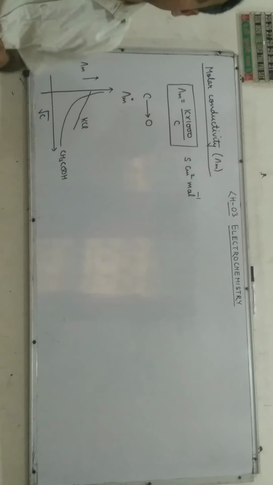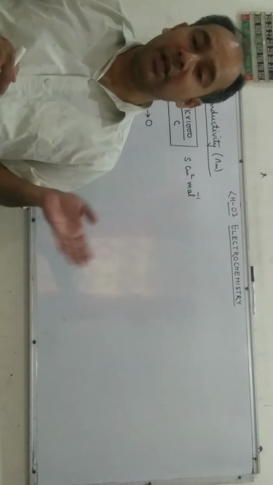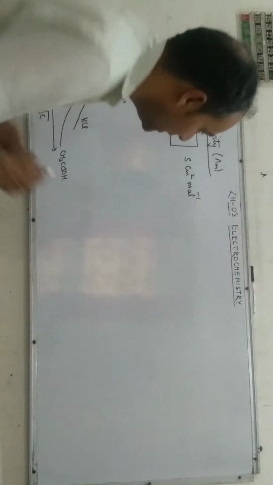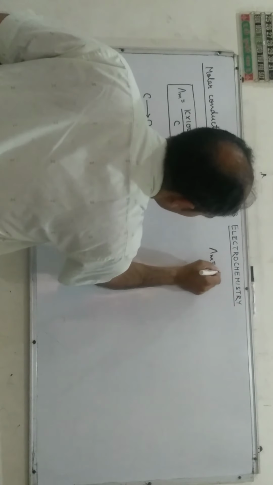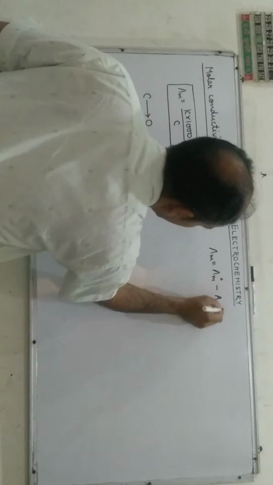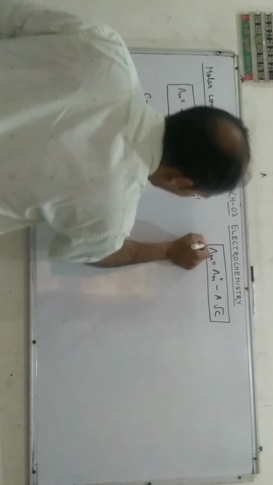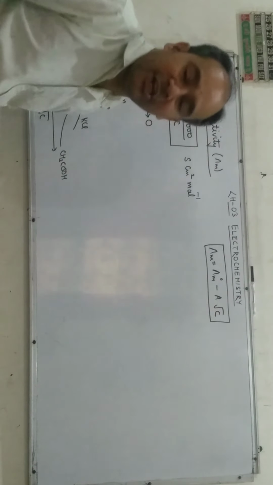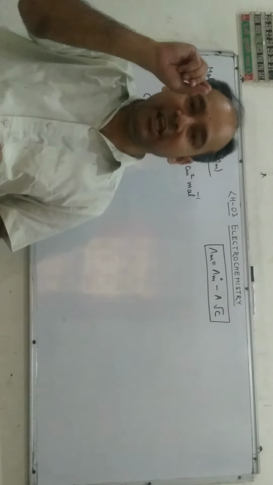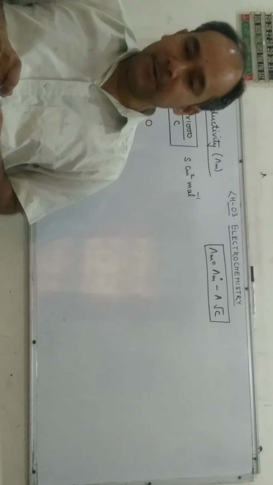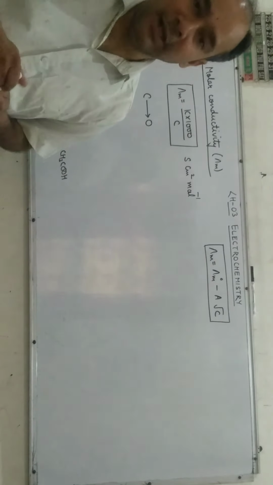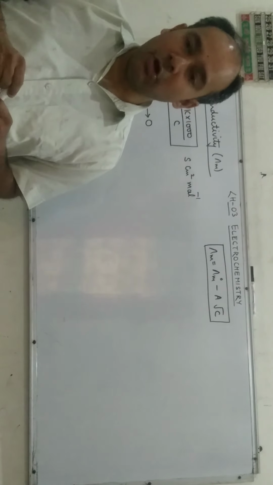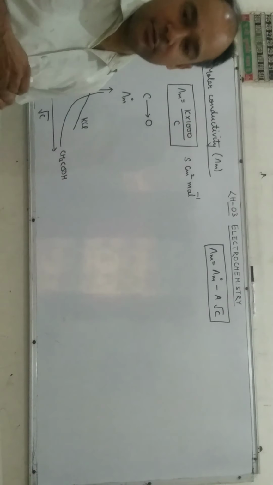Now, for strong electrolyte, molar conductivity increases slowly with dilution and can be represented by the equation: lambda m is equal to lambda m naught minus a root c. Here lambda m is the molar conductivity, lambda m naught is the limiting molar conductivity, a is the constant, c is the concentration. Here a is the constant which depends on the type of electrolyte, that is charge on cation and anion produced on the dissociation of electrolyte.